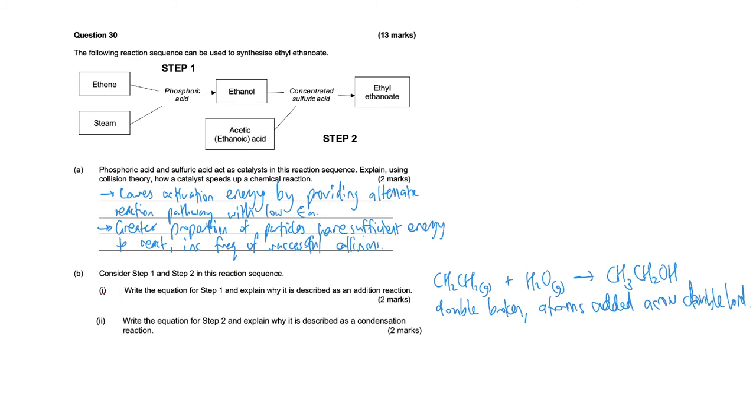Why is it described as a condensation reaction? So write the equation for step 2. So CH3COOH, ethanoic acid, can be liquid, can be aqueous, right? Plus your ethanol goes to ethyl ethanoate. So in this one here, you should get used to writing the carboxylic acid group first, so that you can get a nice COO there, and then you get this alcohol backwards there, right? Condensation reaction because you're going to produce some water.